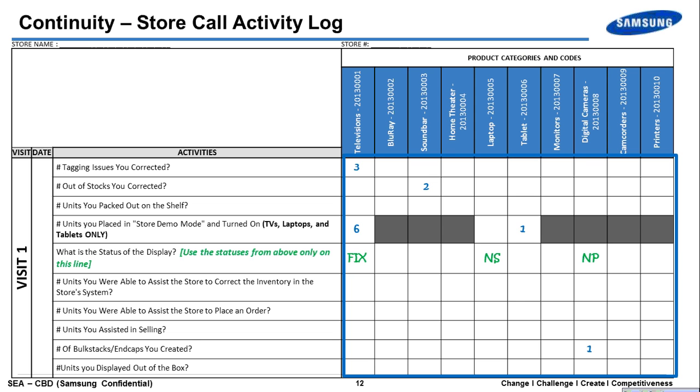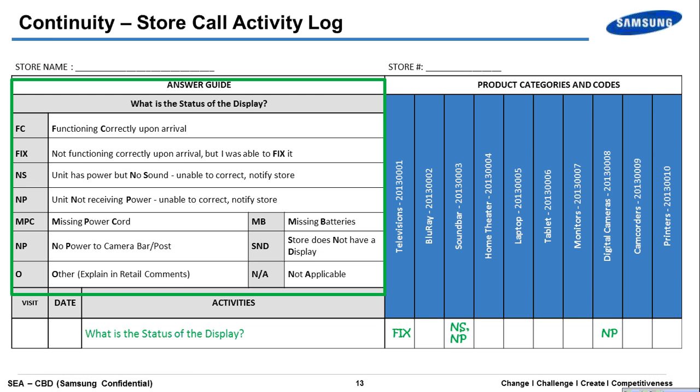We'll get to the statuses in just a moment. I didn't do anything else with TVs today, so I'm just going to keep moving across. I didn't do anything with Blu-ray players today either, so continue moving across and down. I was able to correct 2 out of stock with the sound bars, so I put a 2 in that box. As you can see, you just continue to work across and down.